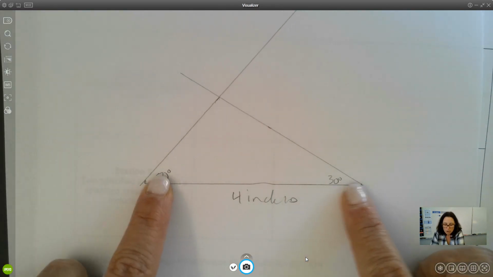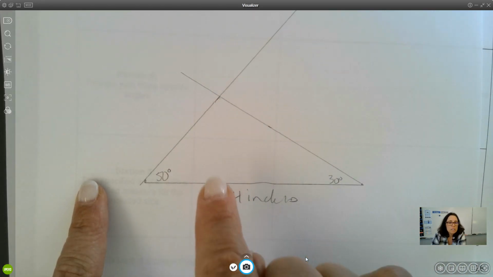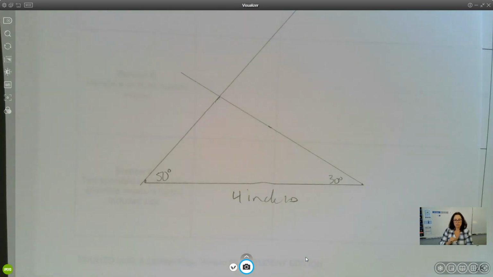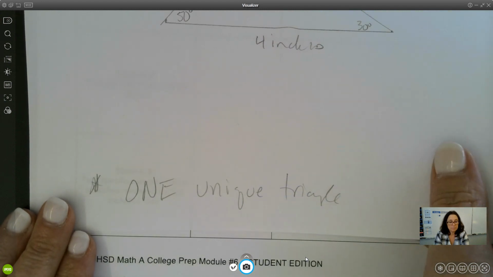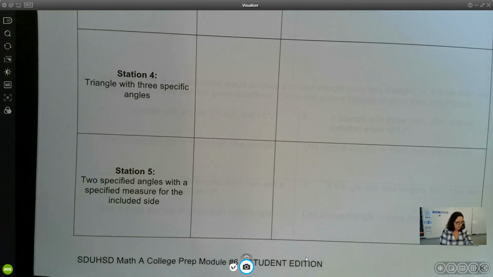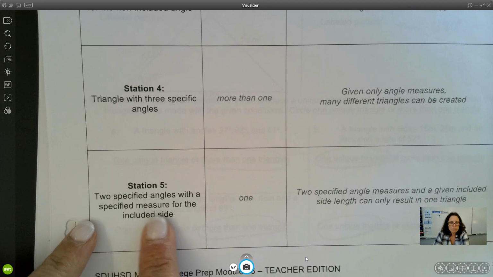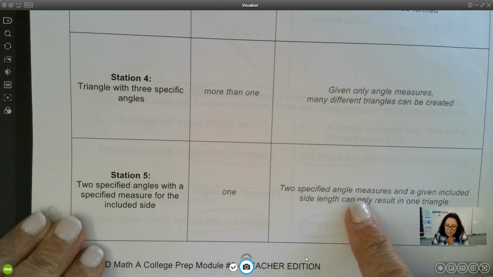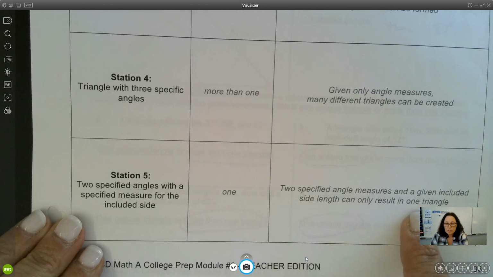Okay, so when you do those and extend the lines, they're going to cross somewhere. If you did it also, you would be creating the same exact triangle that I just created. So one unique triangle. All right, let's get that little sheet back over here with all of the answers on there. Station 5, you're going to write 1. Two specified angle measures and a given included side length can only result in one triangle.